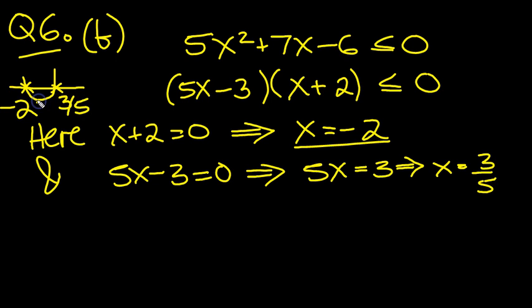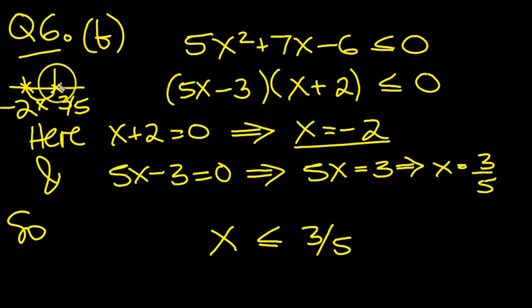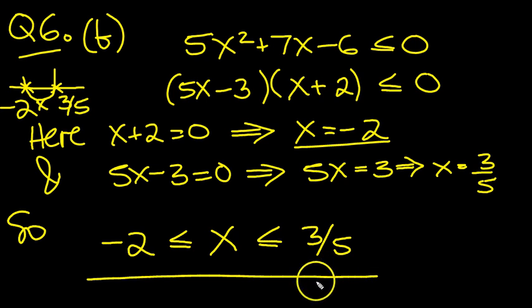So the values of x that we can take must lie between these two values because of the shape of the curve of the quadratic. So we can now say that x must be less than or equal to 3 fifths because it can equal 0 because of this less than or equal to, and it can be greater than or equal to minus 2. There we are. That's it. Good, that's 6b done. Great.